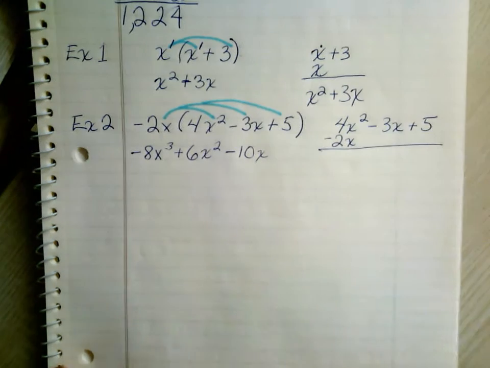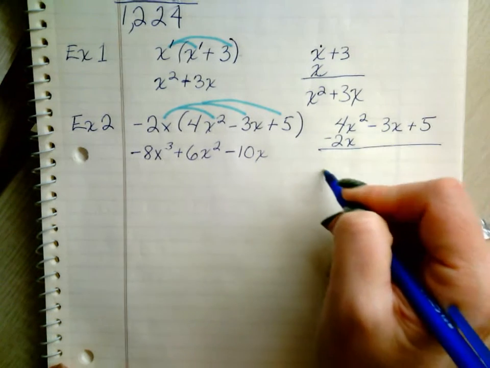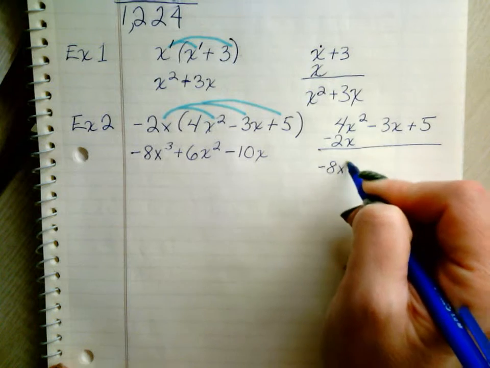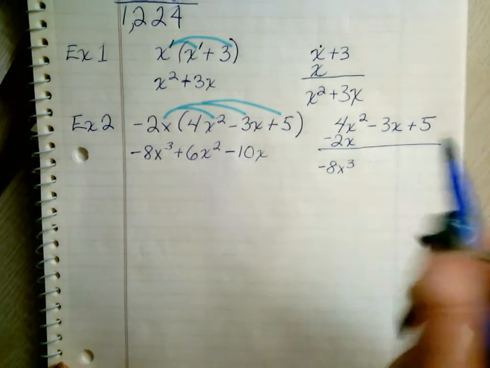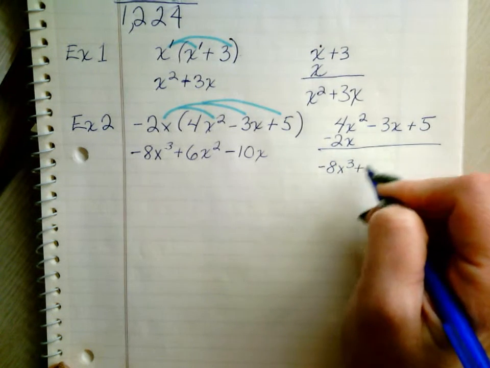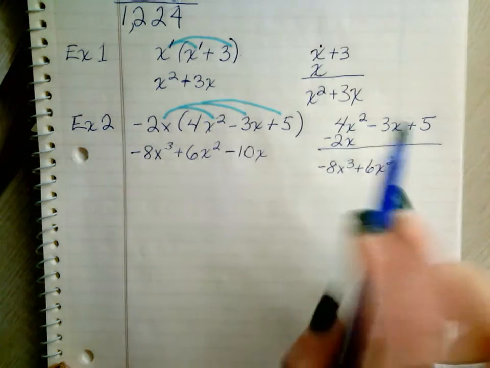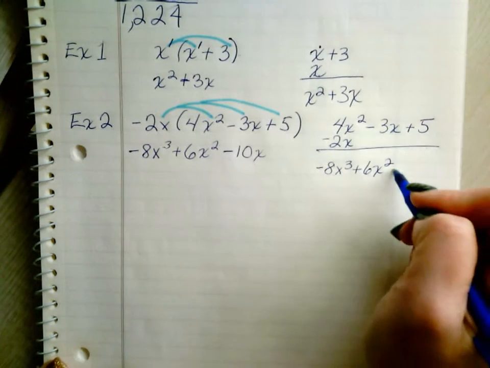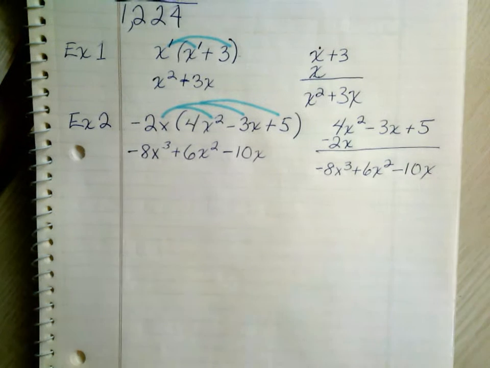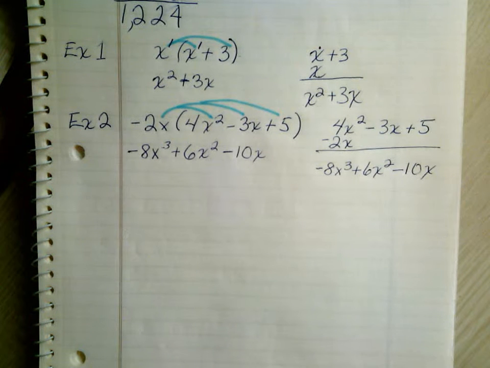Start with that left-hand side, and you end up with negative 8x cubed. The next piece, positive 6x squared. The last piece, minus 10x. Same answer, just a different way of doing it. Either way, I don't care which way you do it.